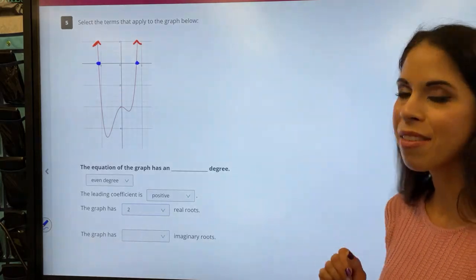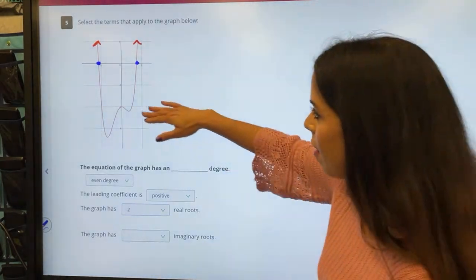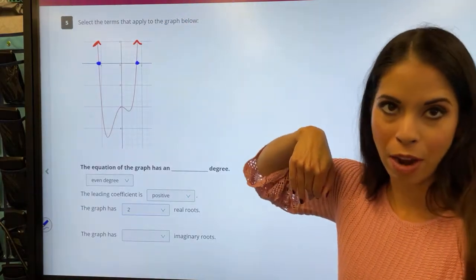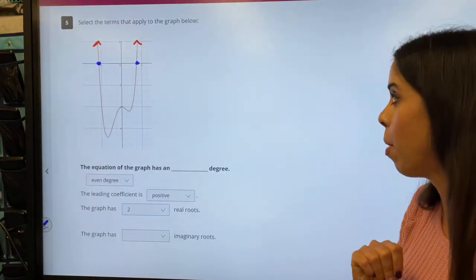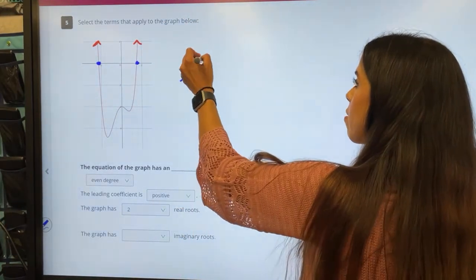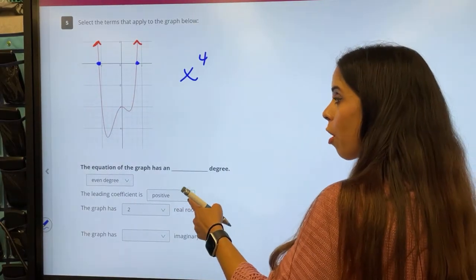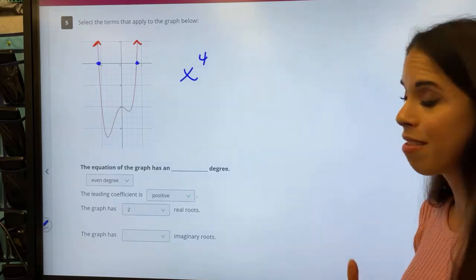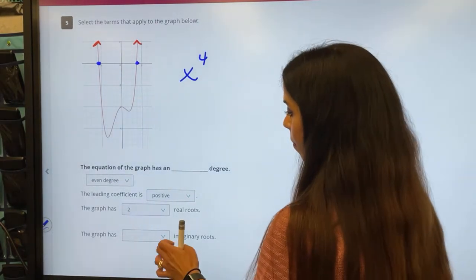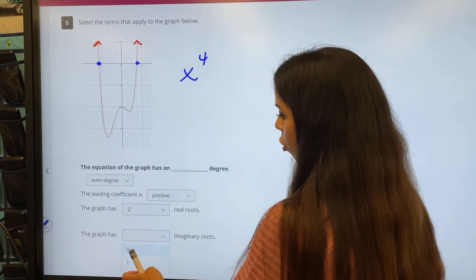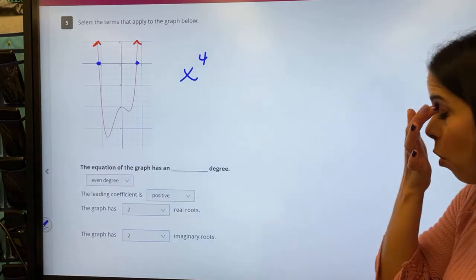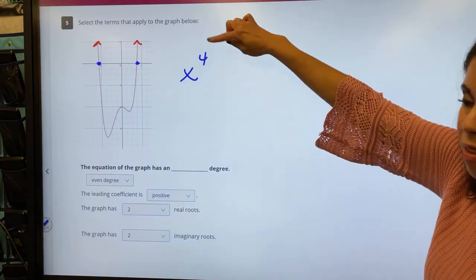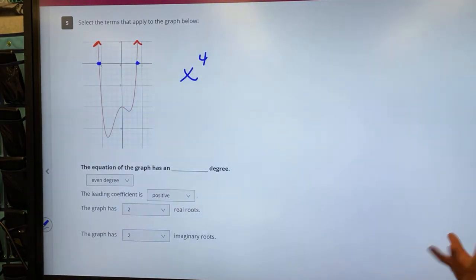Okay? But this isn't a parabola. This has this little funky W going on. So we know that this is a 4th degree polynomial. So if this is an x to the 4th and 2 of the roots are real, that means that the other 2, because there's a total of 4, must be imaginary. So the graph has 2 imaginary roots for a total of 4 roots, because this is an x to the 4th graph, which you need to be able to recognize. All right, that one's done.